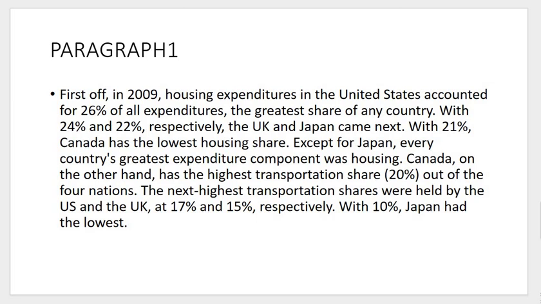Canada, on the other hand, has the highest transportation share, 20% out of the 4 nations. The next highest transportation shares were held by the US and the UK at 17% and 15% respectively. So respectively means US have 17% and UK have 15% each. With 10%, Japan had the lowest.